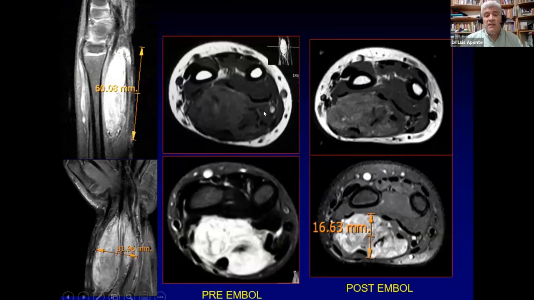In some cases like this, we can perform embolization. It's just to show you, it's just one embolization. You have to perform it every 3 months to shrink the tumor, but it works. It's a very difficult diagnosis, because sometimes the biopsy is not good. So you have to have a clinical suspicion of this tumor.